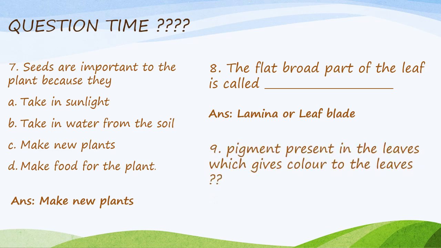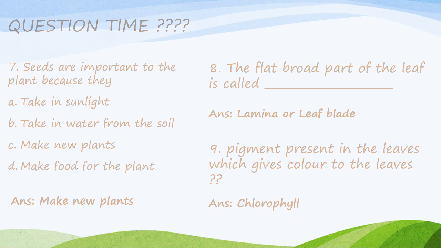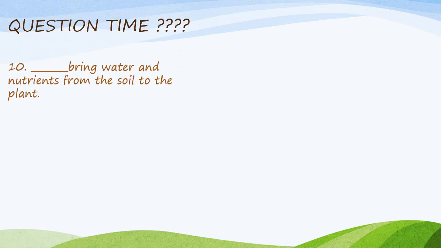Question number 9. Pigment present in the leaves which gives color to the leaves. The answer is chlorophyll. Question number 10. Blank bring water and nutrients from the soil to the plant. The answer is roots.